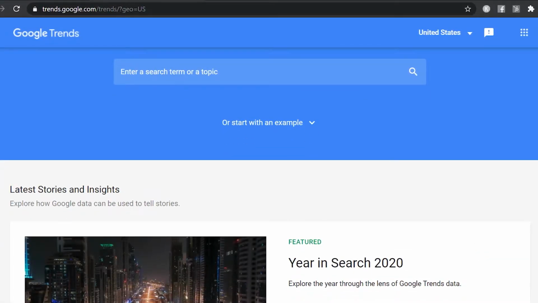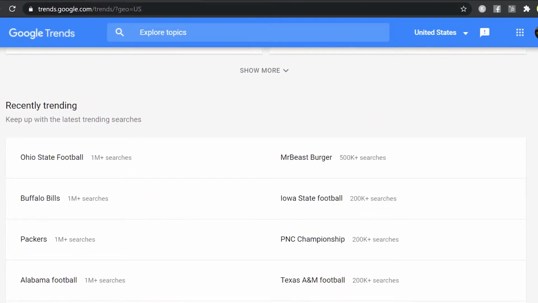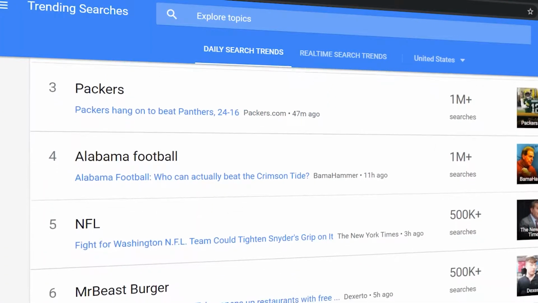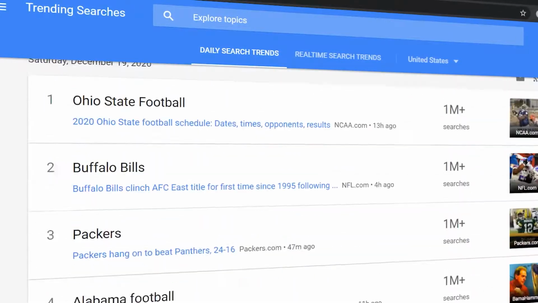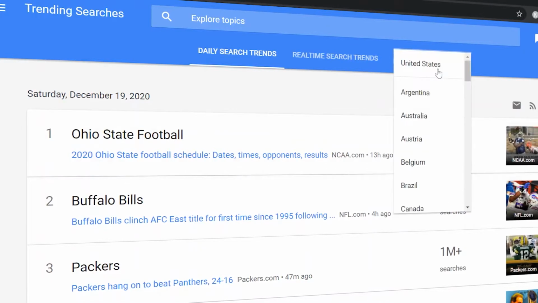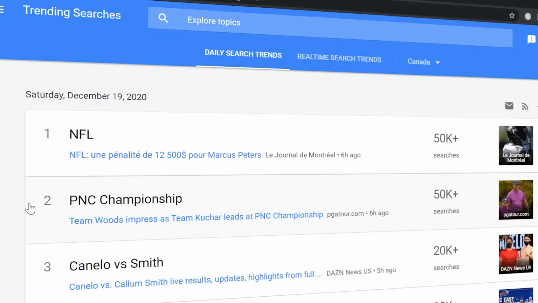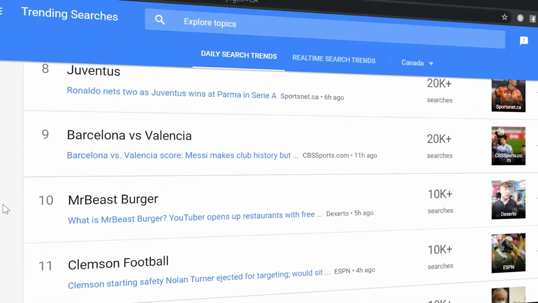Afterwards, the first thing that you can do is, in this case here, you can look at the recently trending, just to have some kind of an insight in terms of what is going on in that place at the time. And you can do daily search trends here, which shows you at that day what is really trending in that country. And for example, I can set this to Canada, and let's take a look and see what is going on during this lovely Saturday.